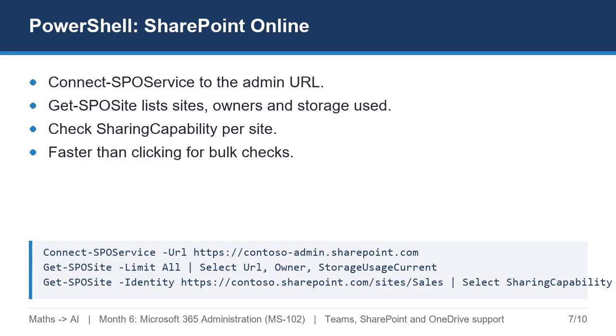For bulk work, reach for the SharePoint Online Management Shell. You connect with Connect-SPOService, pointing at your admin URL. Then Get-SPOSite lists every site with its owner and the storage it's using. You can also pull the sharing capability on a single site to confirm whether external sharing is allowed there. It's far faster than clicking through hundreds of sites by hand.